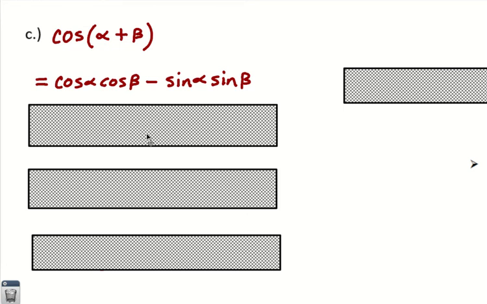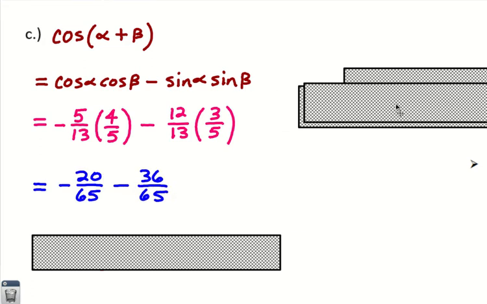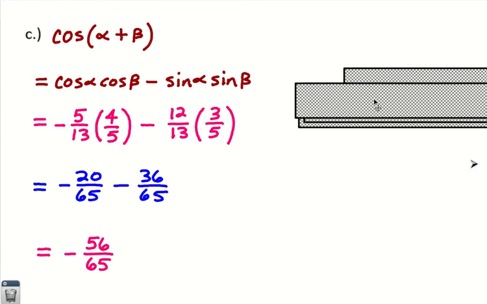So just kind of replace those with what they equal. And same as earlier examples, we just kind of multiply the fractions together, those two fractions, and those two fractions. And we do negative 20/65 minus 36/65, and we get that.